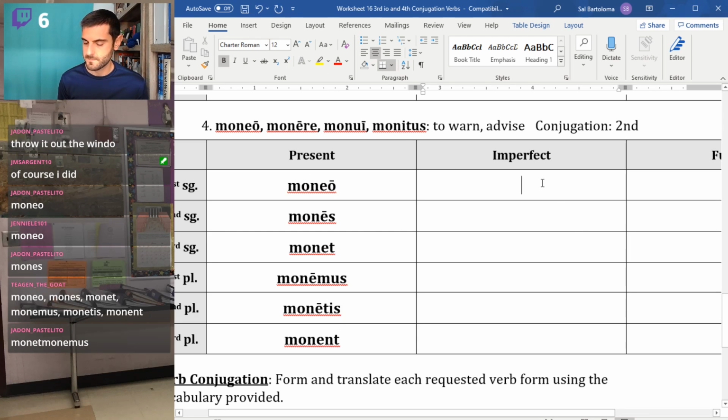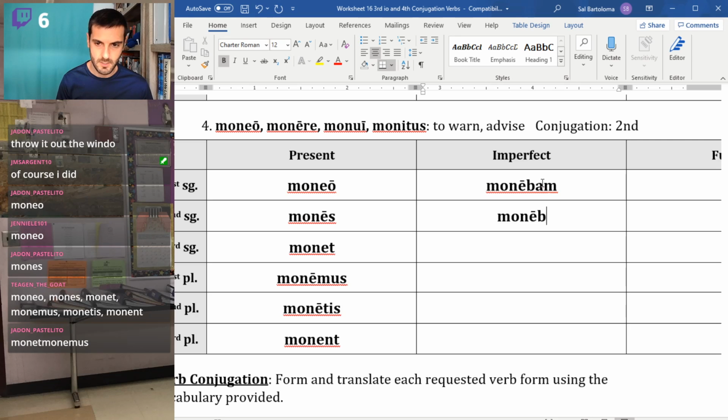Imperfect. That's going to be monebam. Monebas. Monebat. Monebamus. Monebatis. And monebant.